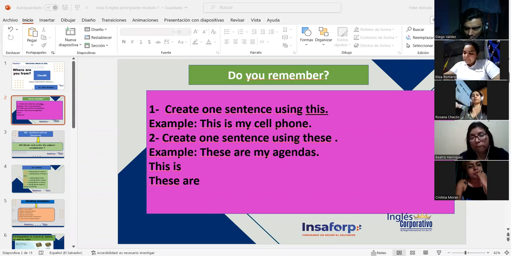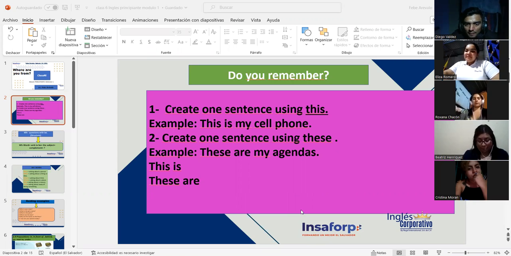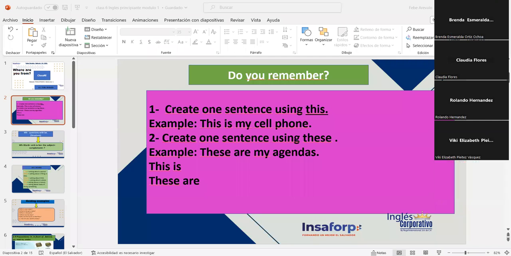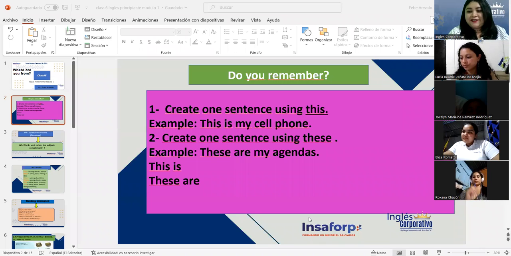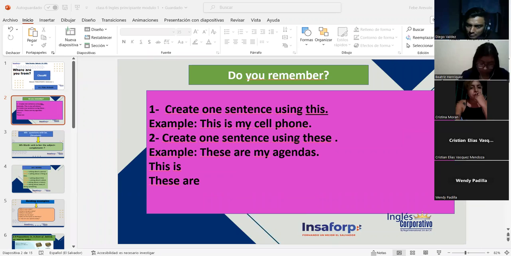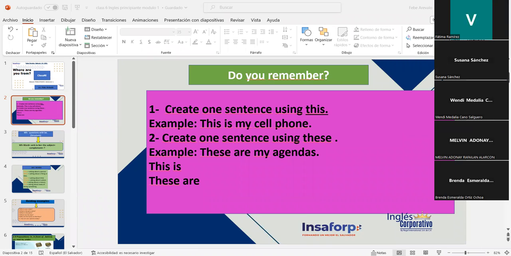Let's go with Elisa Romero. These are my plantas. Plants. These are my plants. My plants. Very good. Excellent, Miss Romero. Thank you. Rosana Chacón. These are your pencils. Very good. Excellent. Recuerden que también pueden utilizar otros possessive adjectives, right? Como these are my mother's plants. All right. Estas son las plantas de mi madre. Very good. Excellent. Let's check another one. Vamos a ver. Melvin, usted ya participó. Fue el primerito, creo. Vicky Elizabeth.